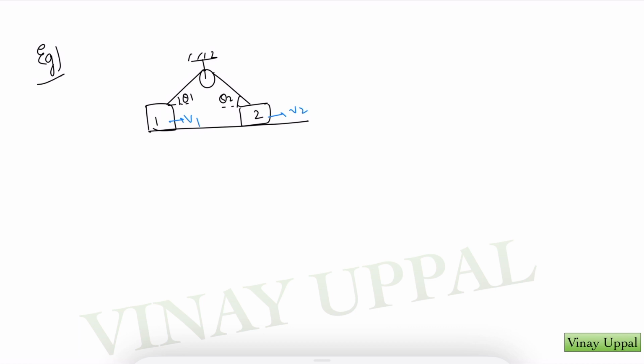So now it should be very straightforward to write the constraint equation: this blue length will decrease at V1 cos theta1 and this green length will increase at V2 cos theta2. The total rate of change of length should be 0. So V1 cos theta1 should be equal to V2 cos theta2.